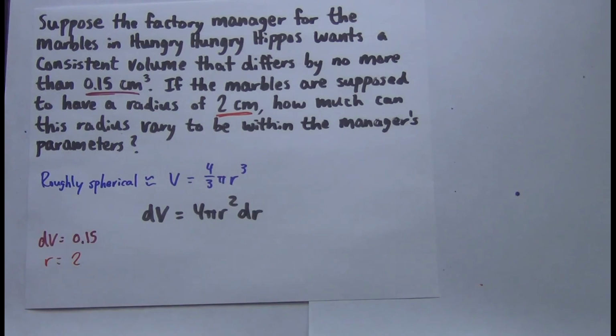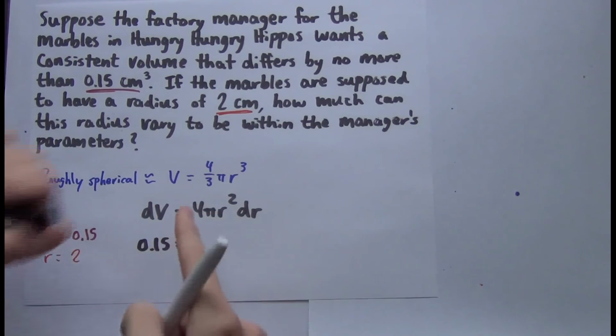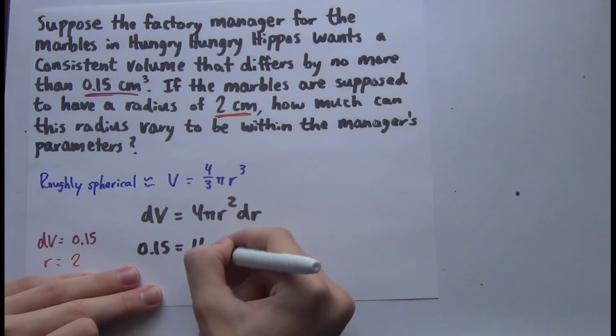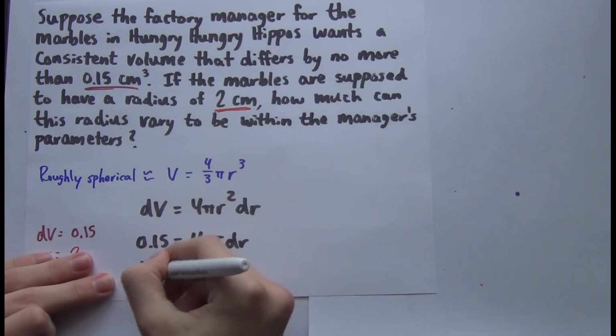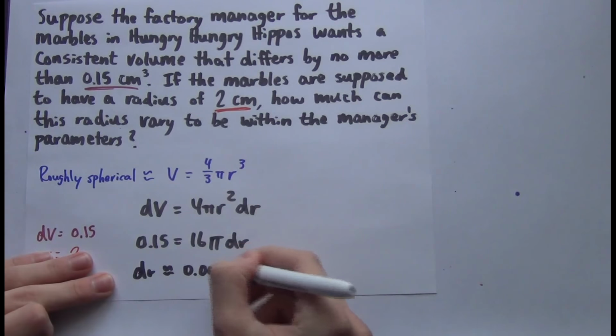Okay, so what I'm going to end up getting is that 0.15 equals 4 pi 2 squared. Okay, so that's going to be 16 pi times dr. And by manipulating both sides, I get that dr is 0.15 divided by 16 pi, which is approximately 0.003 centimeters.